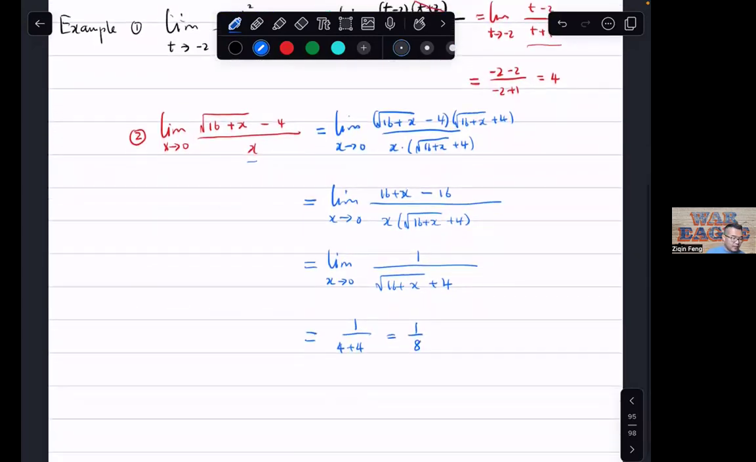And let's see the third example we have here. Third example. So we are looking for the limit of such a function as x goes to infinity, of sqrt(x squared minus 2x) minus x. Let's make it plus 2x, right?